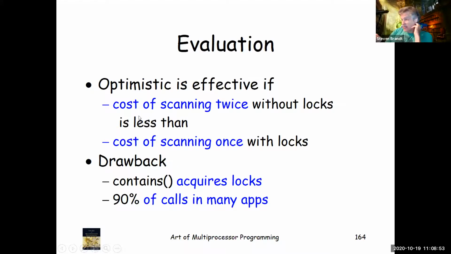Optimistic is effective if the cost of scanning twice without locks is less than the cost of scanning once with locks, which it may or may not be. And the drawback is that contains acquires locks. And we're going to assume that in the applications we're building for, 90% of the calls are to contains.